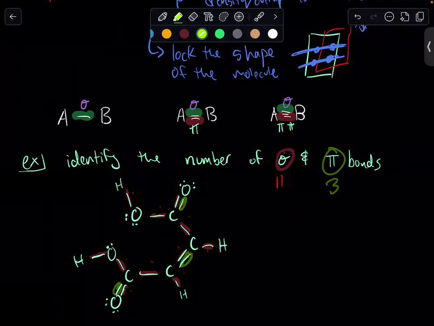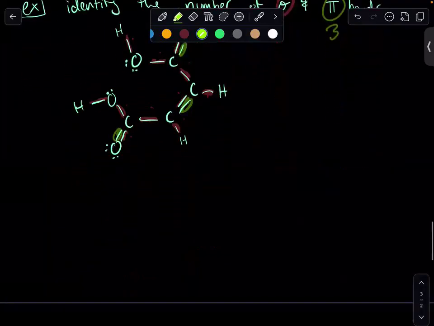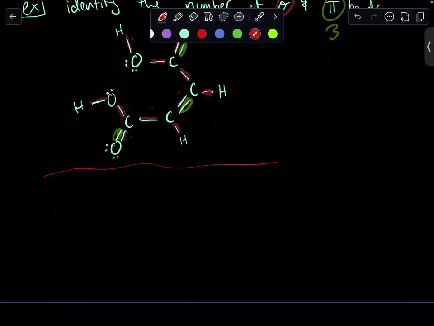That could be one full mark on your DP exam, and it's answered as easily as that. All right, so let's go over a little bit more of the nitty-gritty on how these bonds actually overlap and what it kind of looks like in a three-dimensional space on a two-dimensional page.